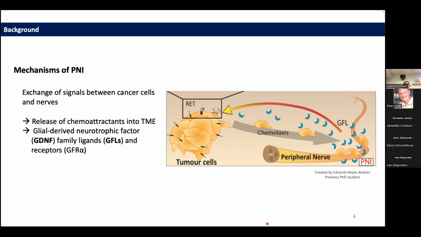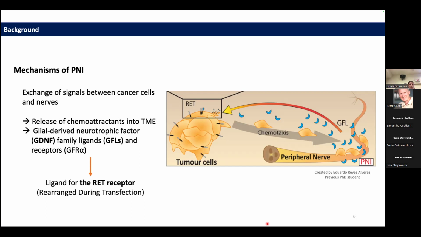But what's important for my project is that one of the chemoattractants is called glial-derived neurotrophic factor, GDNF, and other family ligands, so GFLs in total, and their co-receptors. Specifically, these neurotrophic factors are the ligand for the RET receptor, which I'm sure a lot of you have heard about. That's the main focus of our lab.